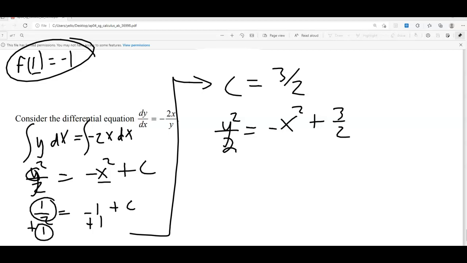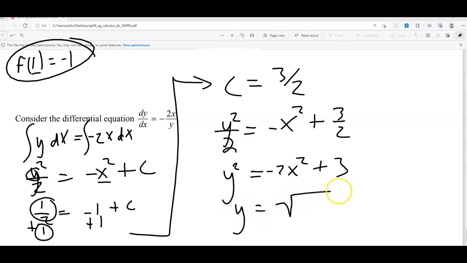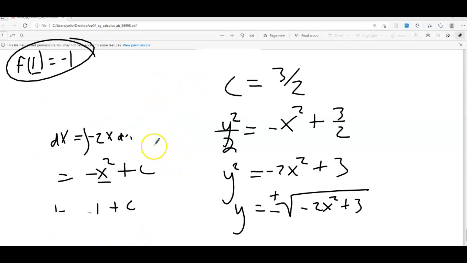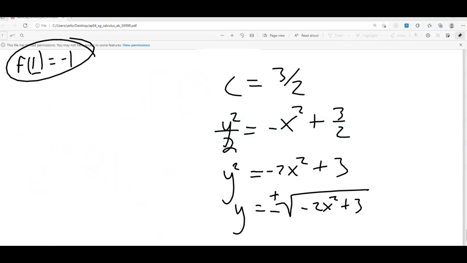Now we got to get the y by itself. So we'll multiply everything by 2. So if I do that, we'll end up with y squared equals -2x squared plus 3. And the last thing we need to do to get y by itself is we need to take the square root on both sides. And as you guys know, whenever you take a square root, you get a plus and a minus. And we have to decide which one it is. So the way you decide which one it is by plugging in your x and your y value and seeing which one works.